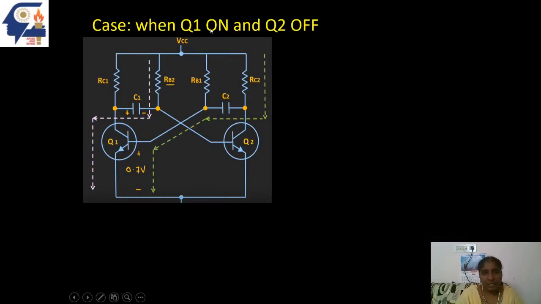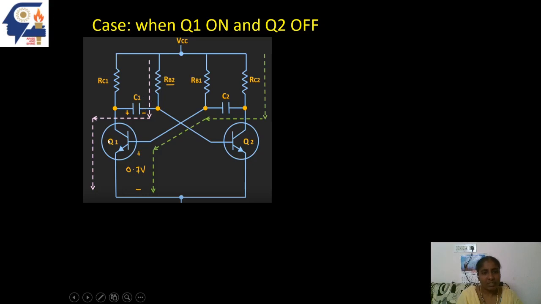Q1 transistor is in on state, Q2 transistor is in off state, and as Q1 is on, both the capacitors will try to charge in this direction shown here. C1 will charge through RP2 and Q1 transistor, and C2 will charge through RC2 and Q1 transistor. This C2 voltage level will be VCC minus VBE, and C1, because Q1 is in on state, will be charging to the voltage level VCC. It will try to charge to the voltage level VCC.